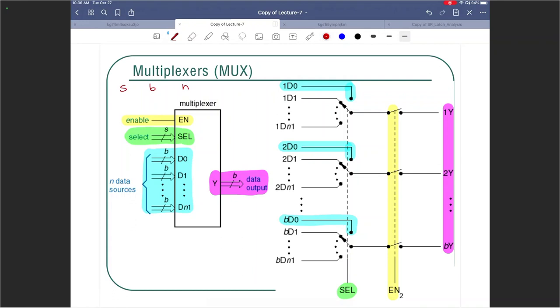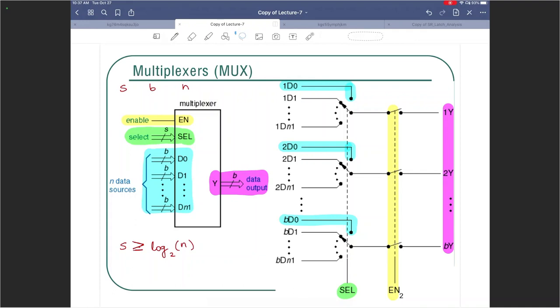Now you have N data sources. How many select lines would you need? All right, perfect. Log N to the base 2. So I should have S equals log of N to the base 2. You guys agree with that? Because if I have N data sources, I can also have S be greater. For example, if I have four data sources, I can use a minimum of two select bits, but I can also use three bits to select from four. So the criterion here is that S should be greater than or equal to log N to the base 2. You see it?